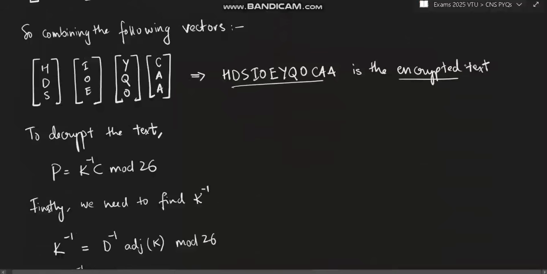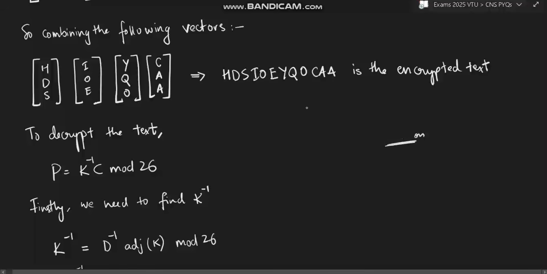The first part of the question is to find the encrypted text. There are 5 marks for it. Next 5 marks would be for decryption. And let me tell you, decryption is a little bit harder.